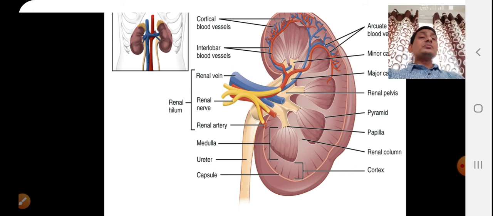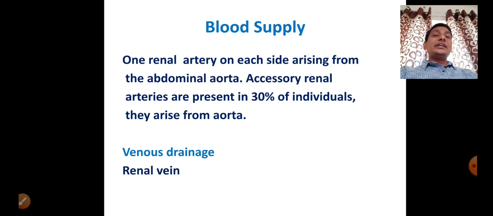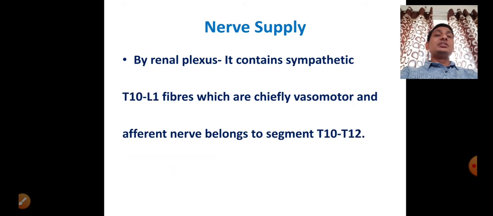Next is the blood supply. There is one renal artery on each side, which is a branch of the abdominal aorta. The kidney is supplied by the renal artery. In 30% of individuals there may be an accessory renal artery, which also arises from the aorta. Venous drainage is into the renal veins. Nerve supply is by the renal plexus, which contains two types of fibers, sympathetic and afferent.